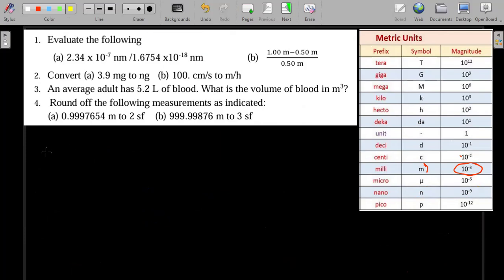So let's say I have 2.51. Let's say this is pico. So this is picometers, and then I want to convert it to, let's say, centimeters. The only thing that you need for you to convert from picometers to centimeters is to know the value of the pico and the value of the centi.